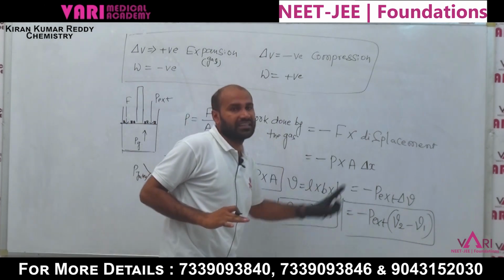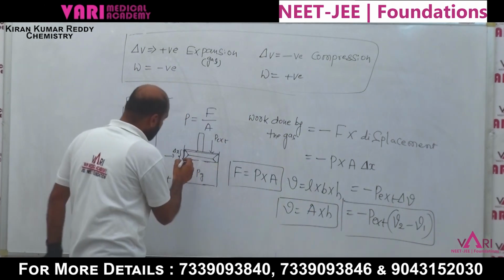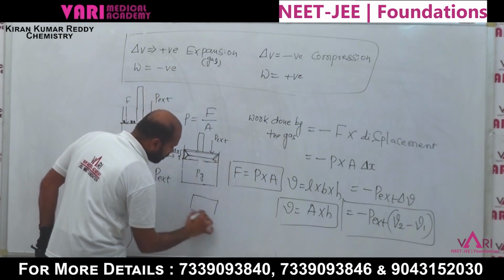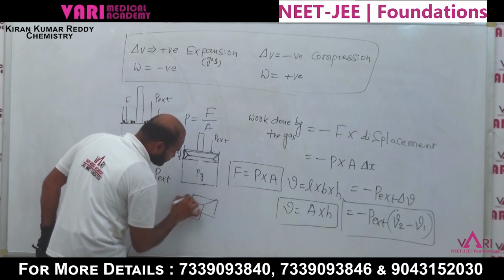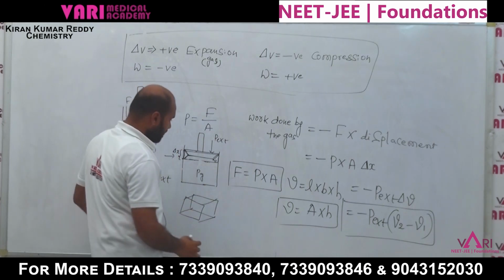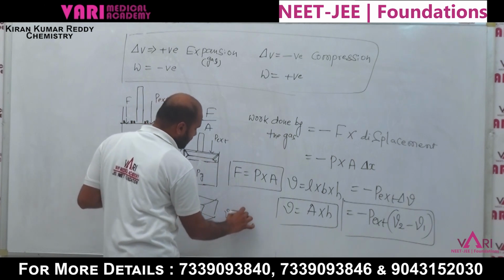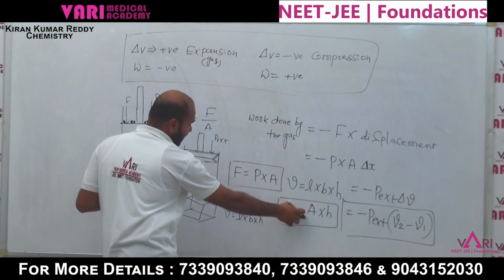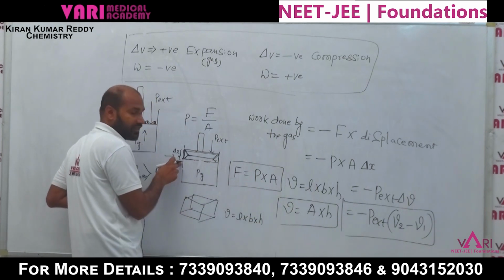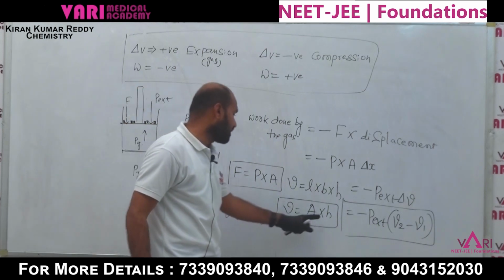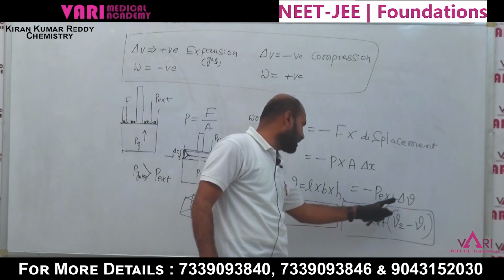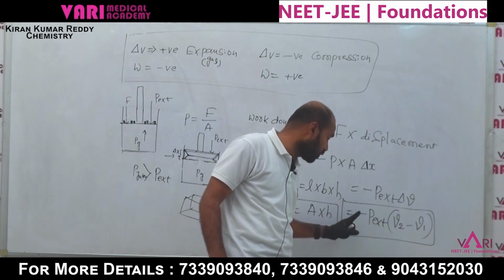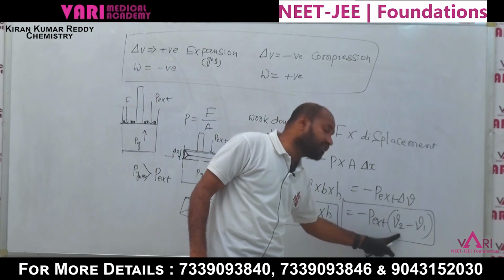Now delta x I have written. Now the volume, this portion I am taking outside. Volume of the cube is L into B into H. Length into breadth is area. What is the height? Height is the displacement, this point to this point. Now in place of A into H, I am writing delta V: W is equal to minus P external delta V, so W is equal to minus P external (V2 minus V1).